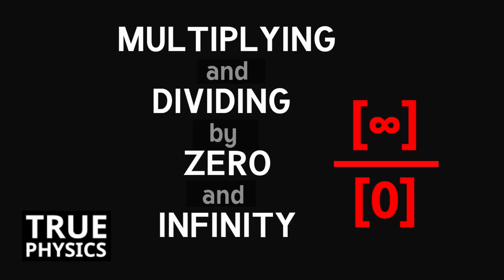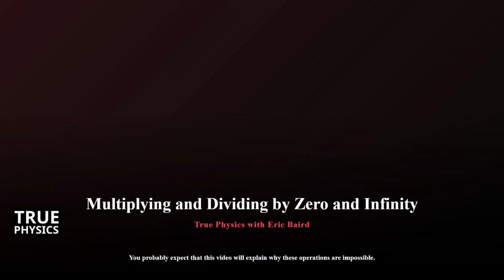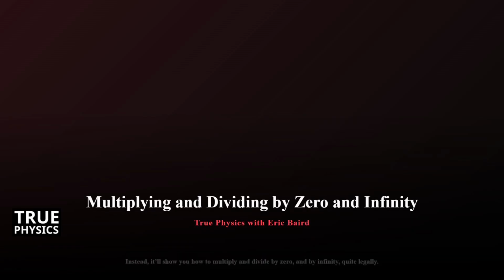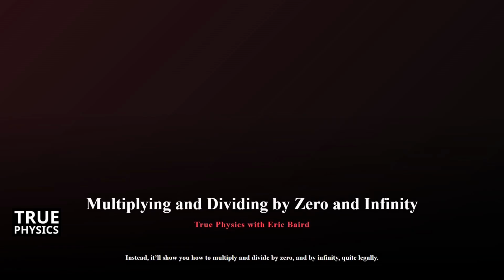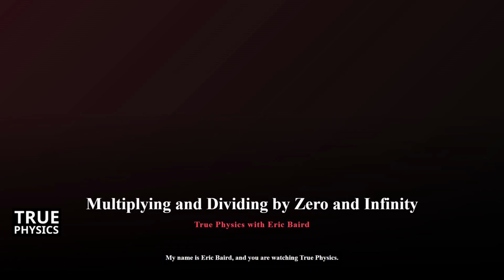Some people say that the biggest bug or procedural problem in modern mathematics is division by zero. You probably expect that this video will explain why these operations are impossible. Instead, it'll show you how to multiply and divide by zero and by infinity quite legally. My name is Eric Baird and you are watching True Physics.